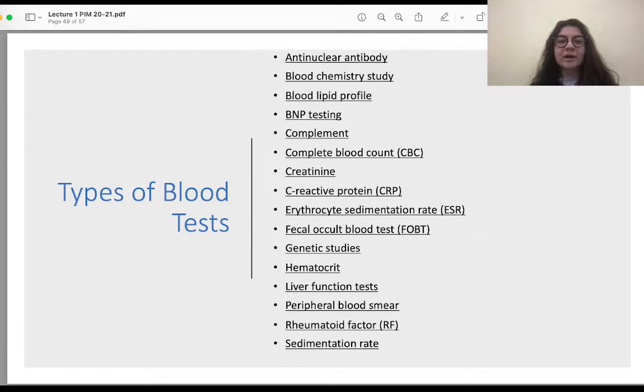They are anti-nuclear antibodies, blood chemistry study, blood lipid profile, brain natriuretic peptide or BNP testing, complement, complete blood count, creatinine, C-reactive protein, erythrocyte sedimentation rate, fecal occult blood test, genetic studies, hematocrit, liver function test, peripheral blood smear, rheumatoid factor, sedimentation rate, and other tests. All of them we will meet during learning of different systems and disorders.